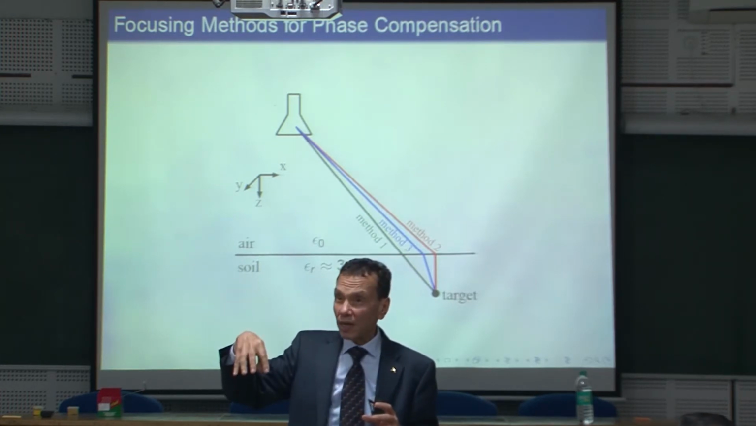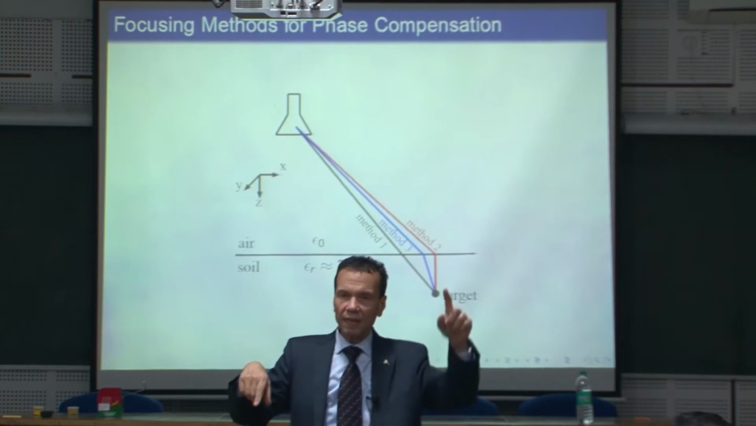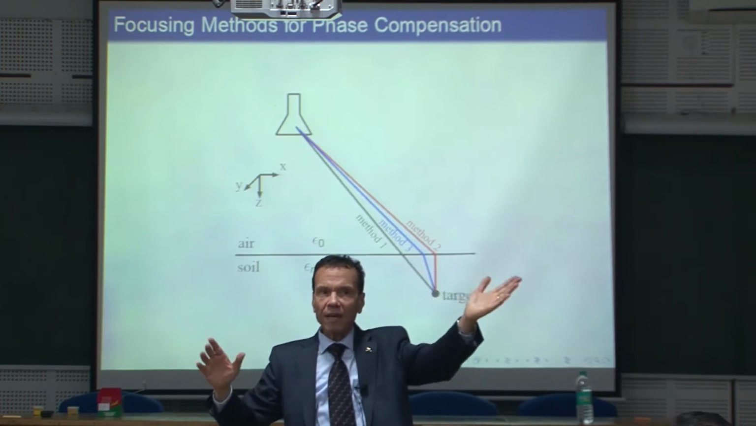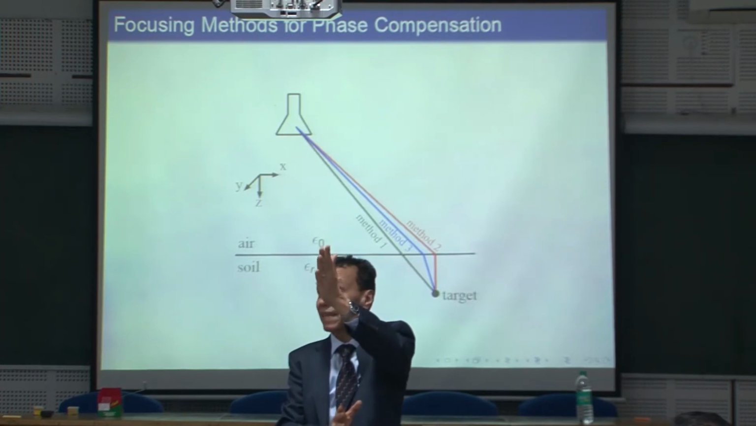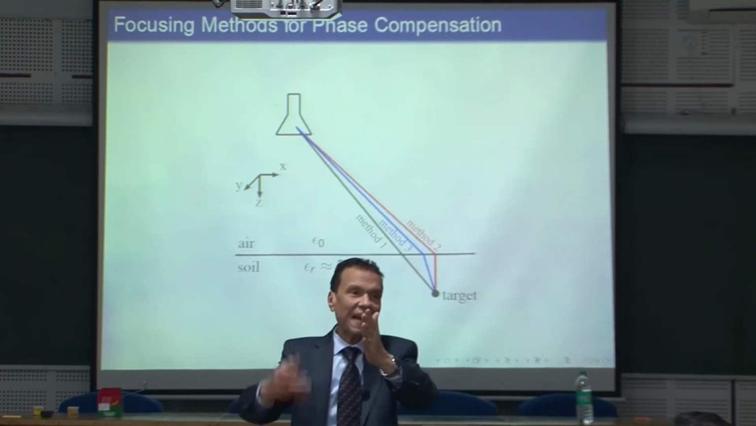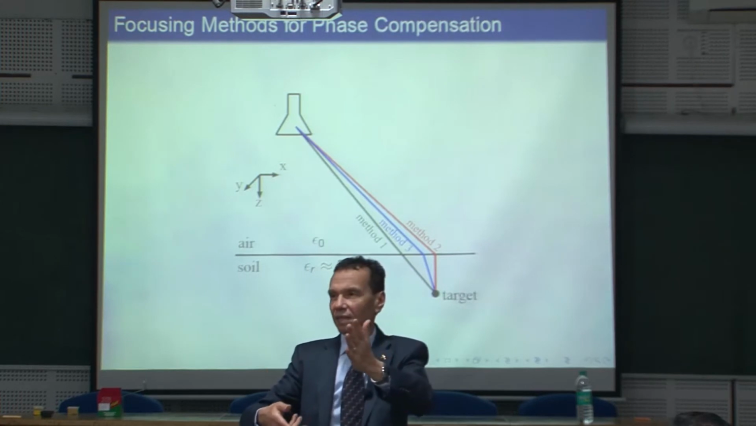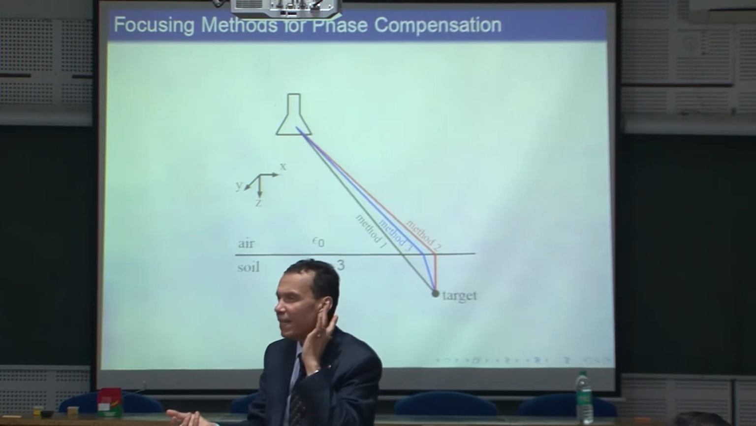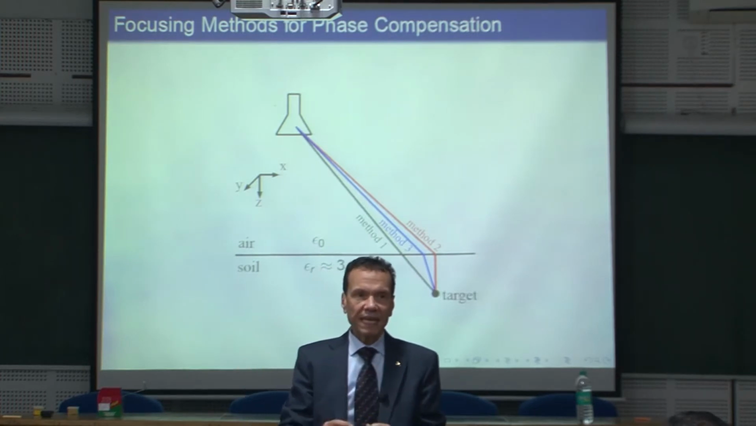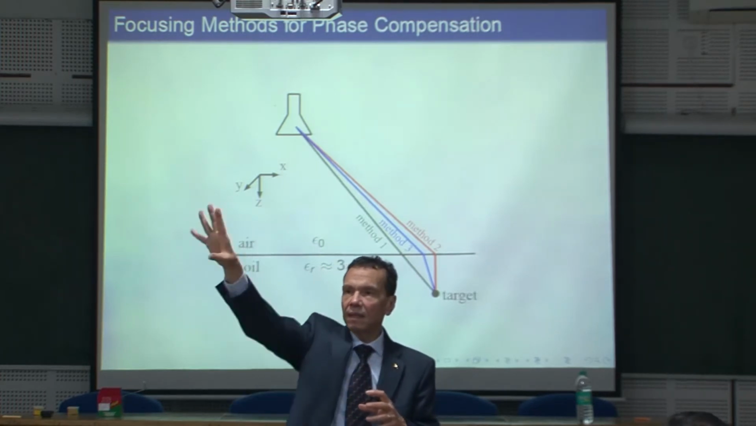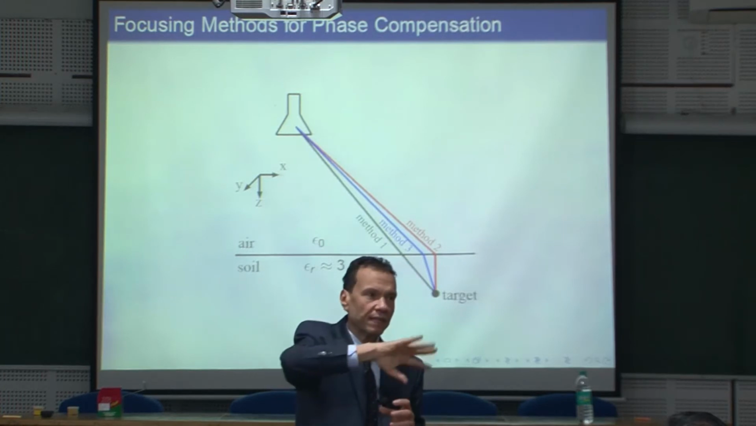In order to focus at this point, you would like to make all these measurements aligned in phase, aligned in time, so that they are added constructively. This is another way of explaining what is focusing. In focusing, you have a scatterer, and this scatterer sends signals in different directions.